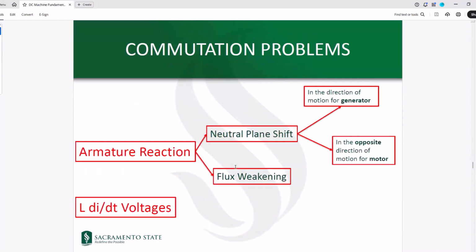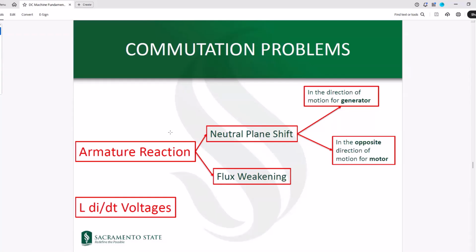In this session, I want to go over more discussion on commutation and the problems associated with it. Commutation has certain issues that we want to discuss here. The first issue would be armature reaction, which will cause neutral plane shift and flux weakening. And we would also have an L di/dt voltage issue, due to the transition of current from a positive value to a negative value. You have an abrupt change in the current, and that results in L di/dt voltages.